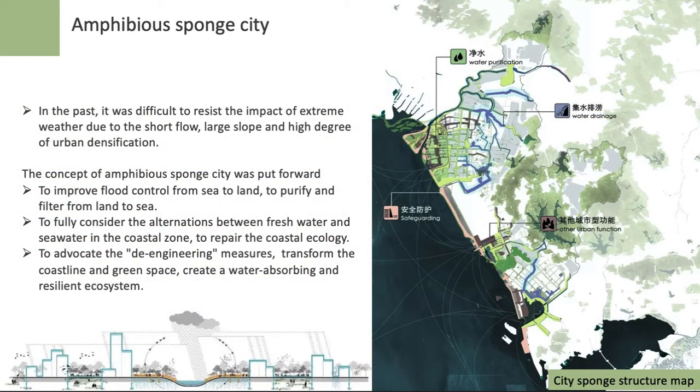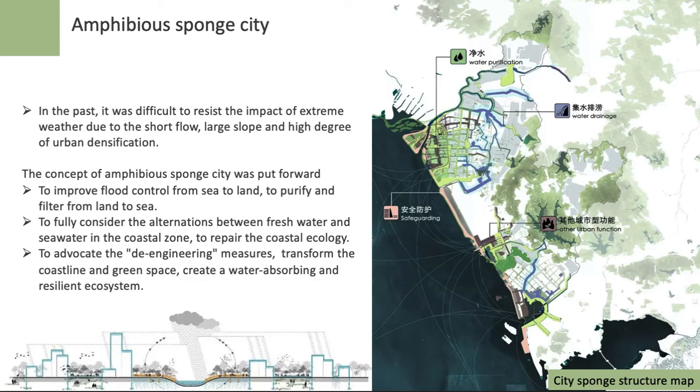It also has an amphibian sponge city. In the past, it was difficult to resist the impact of extreme weather due to a short flow, large slope, and higher degree of urban densification. This photo is the city sponge structure map. You can see there are the airports, Bao'an airport. So when I come to Taiwan, I take the plane there.